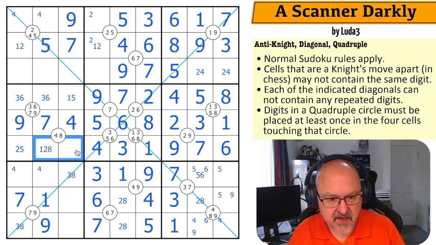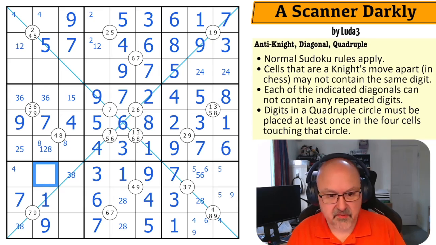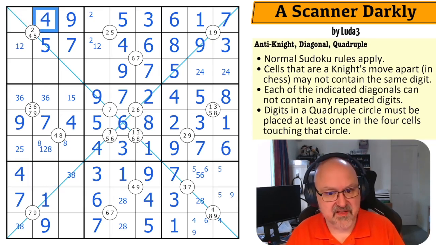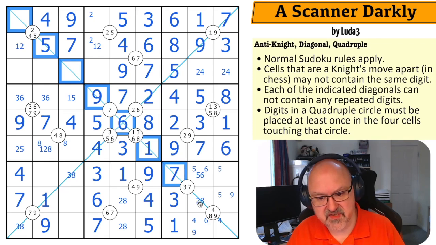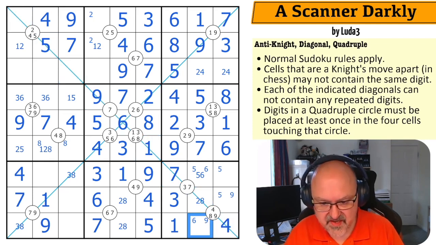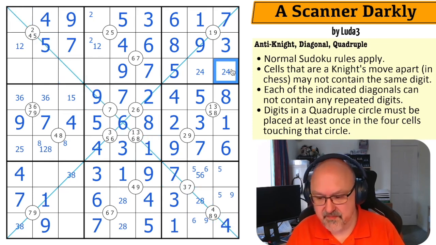But I'm getting there. 8 is in one of those two. Not sure. But that 4 sees that cell. So that's not the 4 and that's the 4, which looks up meaning that's not the 4 and that's the 4. And now where is 4 on this diagonal? It's not in those 3 cells. It's not in those 3 cells. It's not there. It's not there. That's the 4. So that is not the 4. That looks up making that the 2 and that the 4.